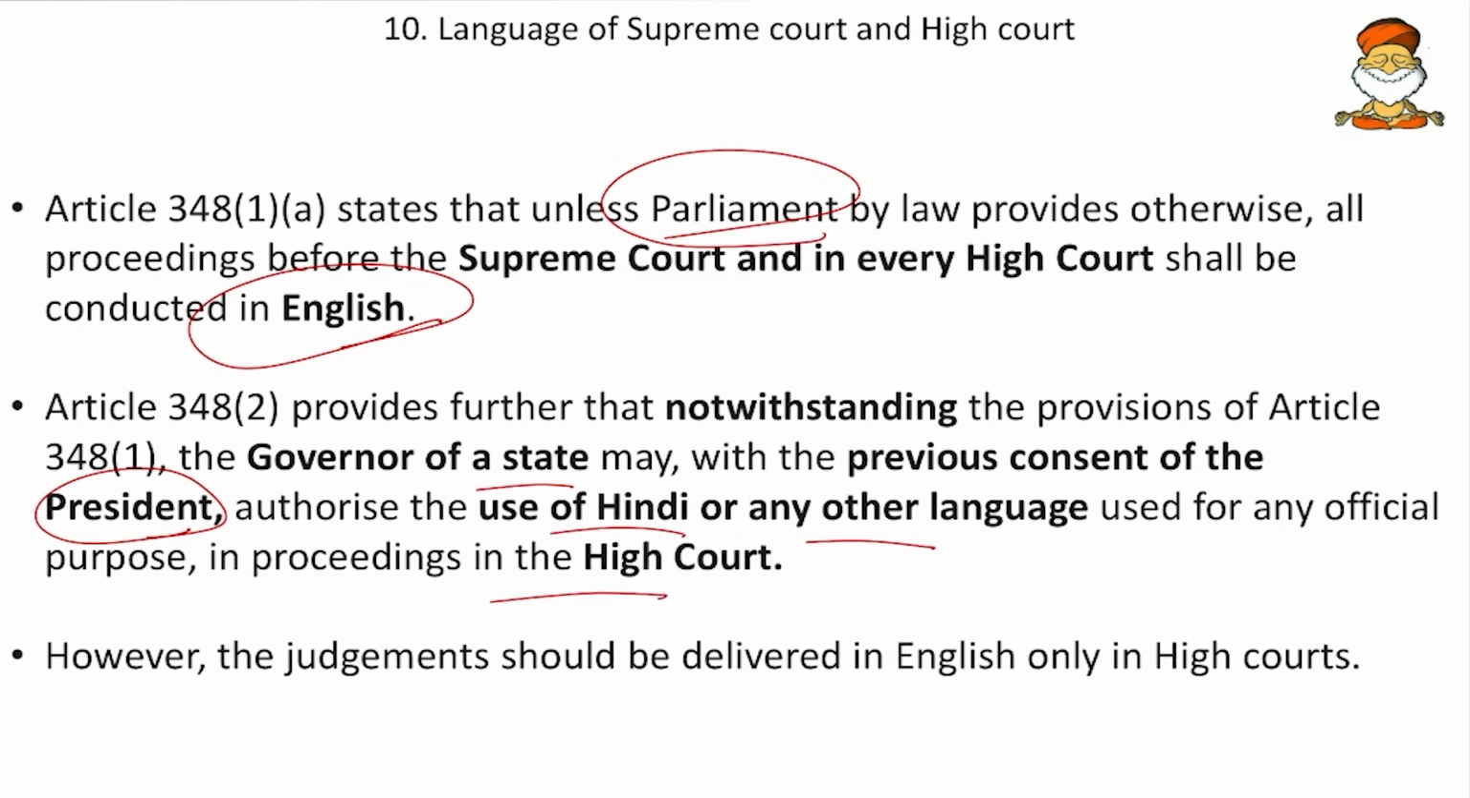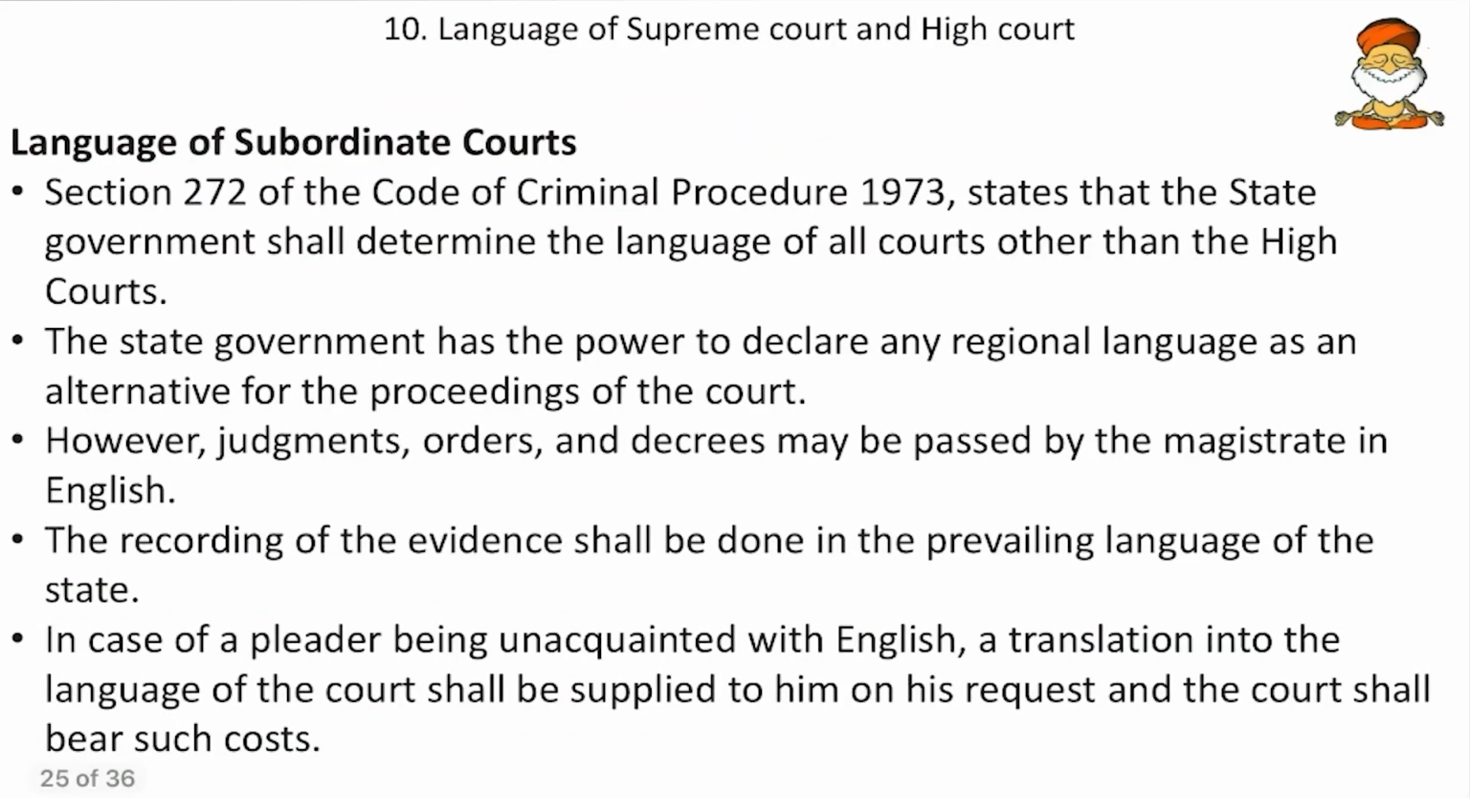So as far as High Court is concerned, the governor, with the consent of President, so he can use Hindi or any other languages. Then, however, the judgments should be delivered in English only in the High Courts. So only for proceedings, other language can be used, and for the judgment, English only. So remember, for Supreme Court, both in proceedings and judgment, English alone. In the High Court, proceedings can be in the regional language and judgment in the English alone.